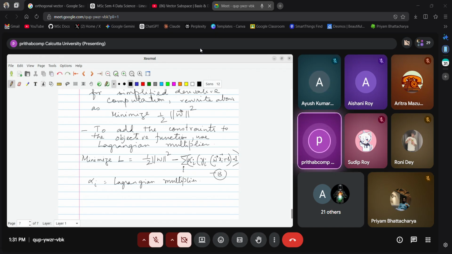Okay. So, in order to do this minimization, we need to find the derivative. So, find the derivative. Okay, let's go to the next page.